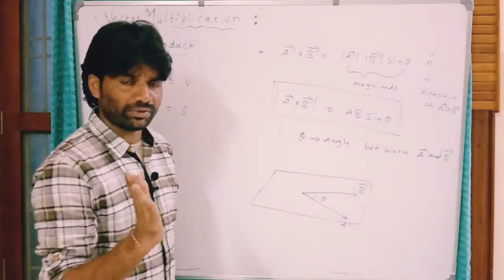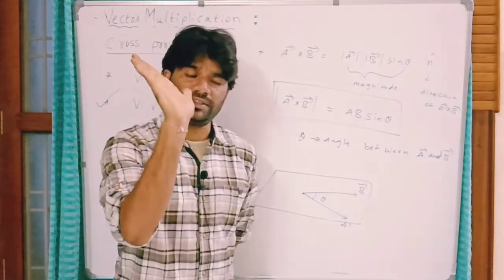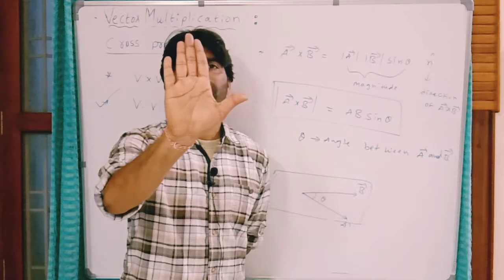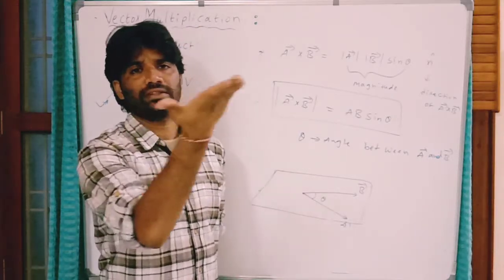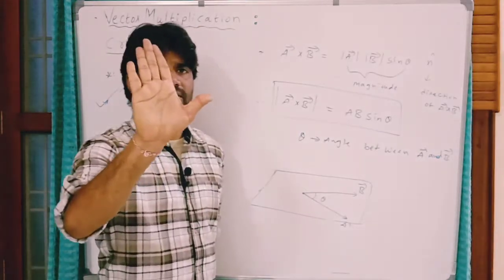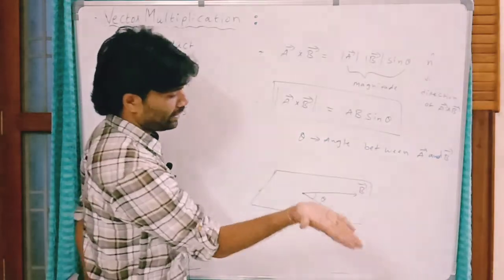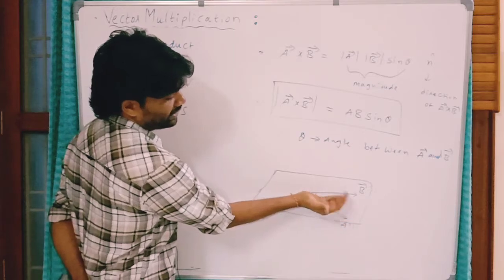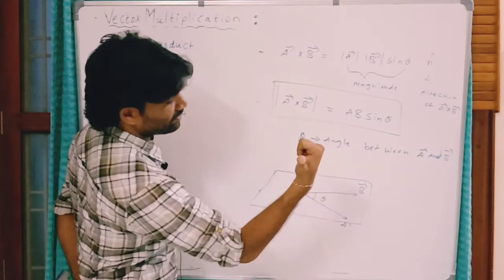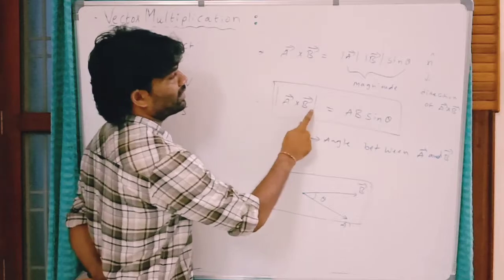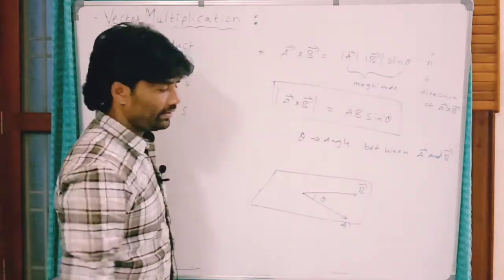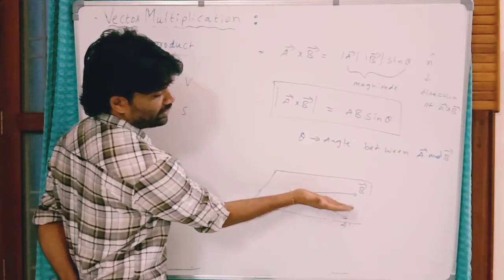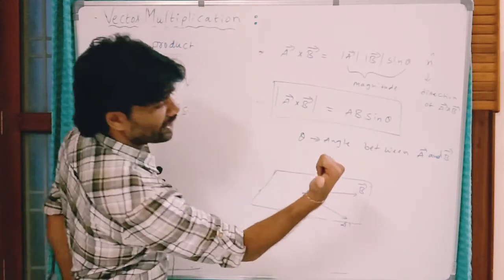First, according to the right hand thumb rule, we should stretch the right hand four fingers and thumb like this. After stretching the four fingers, keep the right hand palm along the direction of the first vector and close these four fingers towards the second vector. Then the direction of the thumb gives the direction of A cross B, or n cap. So first keep these four fingers along the direction of the first vector and close them towards the second vector. This is what? A cross B.